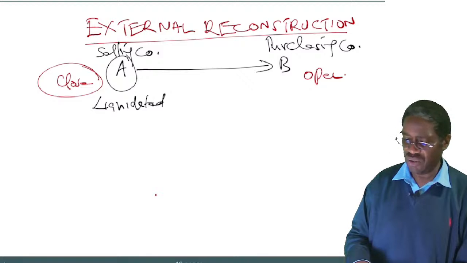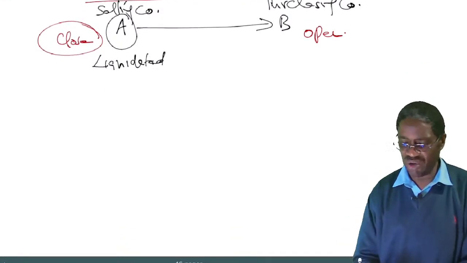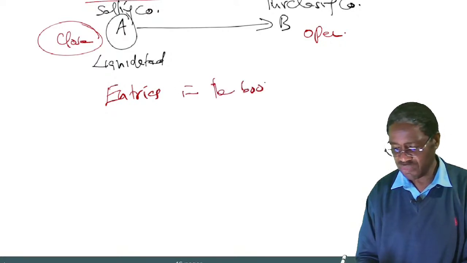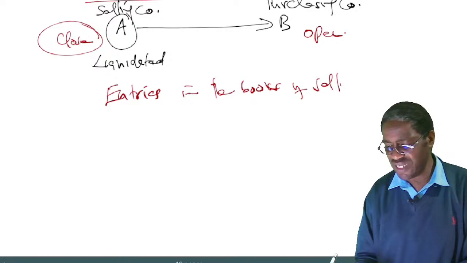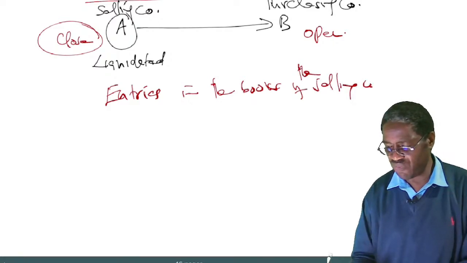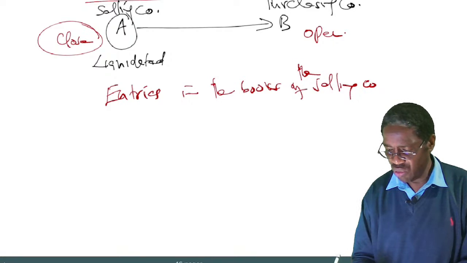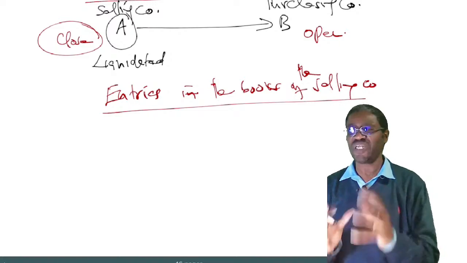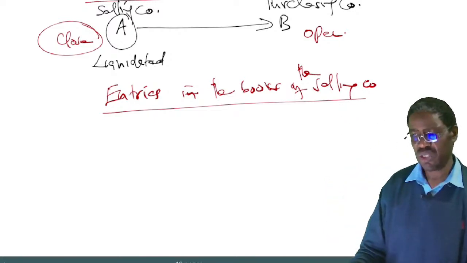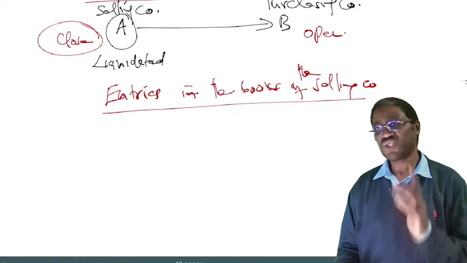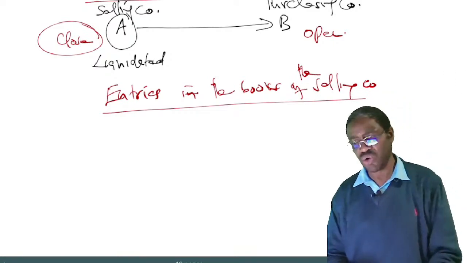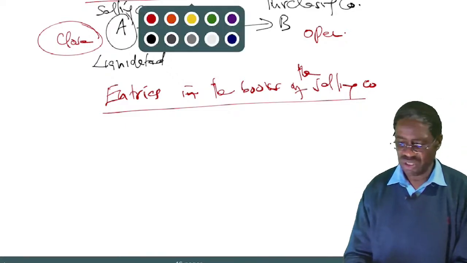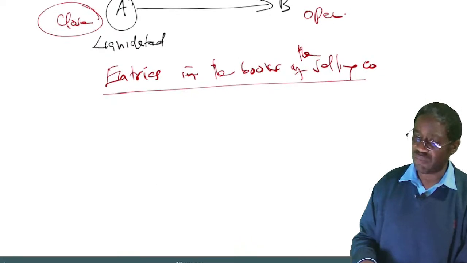So allow me now to go through what we are referring to as the entries in the books of the selling company. What are the accounting entries in the books of the selling company? You, company A, must close your books so that you can now sell your business to company B. So how do you close your books? Let me go through the accounting entries in the books of the selling company.